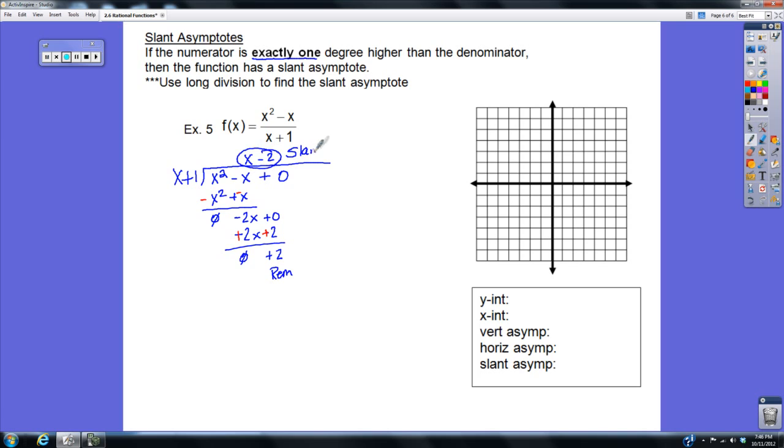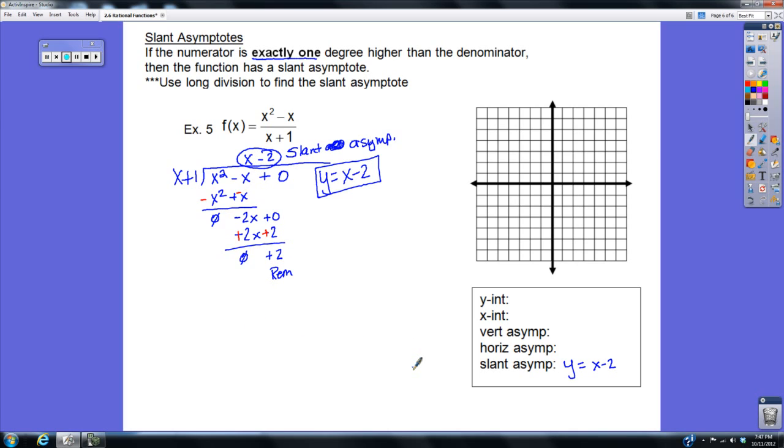This is going to be your slant asymptote. Okay, so the way we're going to write that is y equals x minus 2. That's the equation of your slant asymptote. The equation of the line, y equals x minus 2. Doesn't matter if we have a remainder. If we do, fine. If we don't, fine. Doesn't matter. This is our equation.